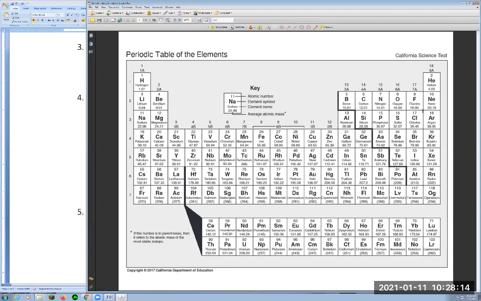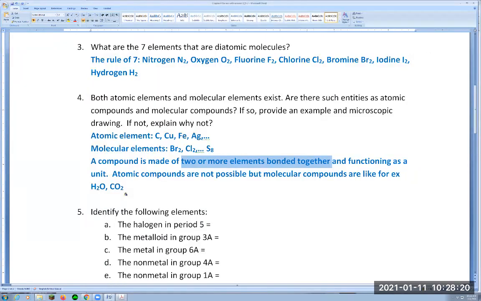And so when you have non-metals bonding together, we call them a molecular compound. So these are examples of molecular compounds because they are made of non-metals only. And so atomic compounds are not possible. You cannot have just one type of element, and then it would be a molecular element otherwise, right? So that's why atomic compounds are not possible.